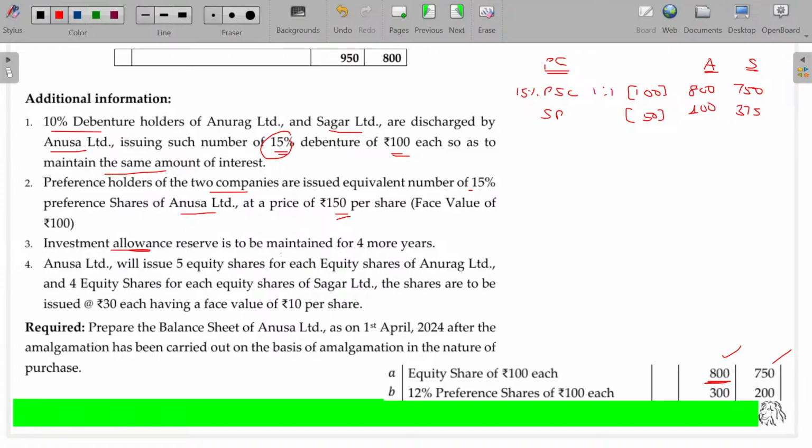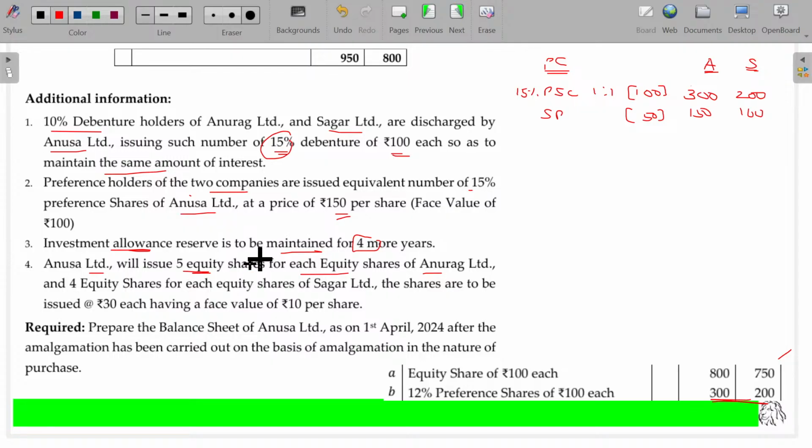Investment allowance reserve is to be maintained for 4 more years. So, amalgamation adjustment account should be opened here. That too will be only in the books of the purchasing company, not here. Okay. Anusha Limited will issue 5 equity shares for each equity share of Anurag. Preference shareholders of the two companies. Okay, okay. This is for preferences. Okay, fine. And this will be the preferences. 300 and 200. 50% being the securities premium, so 150 as well as 100.